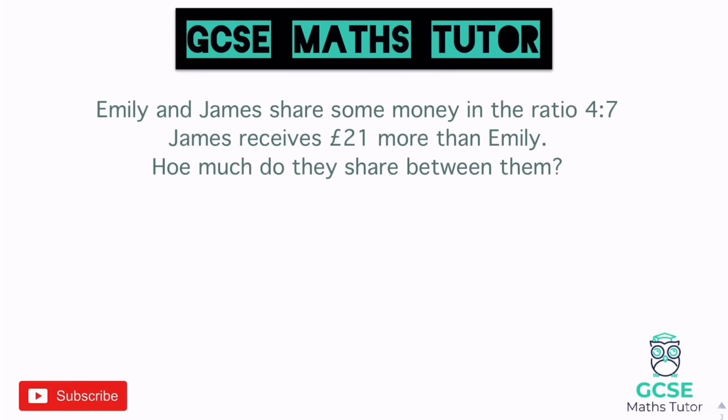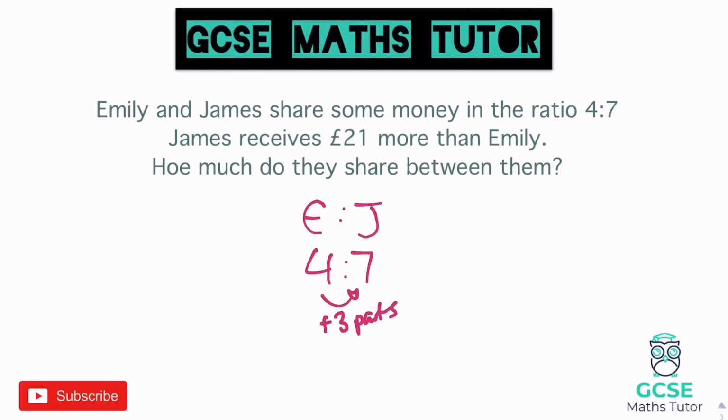Final answer. So Emily and James share some money in the ratio 4 to 7. James receives £21 more than Emily. How much do they share between them? So Emily to James is in the ratio 4 to 7. Now it says that James receives £21 more, and if we look at these two numbers here, from 4 to 7 is an extra 3 parts. There you go, it's an extra 3.